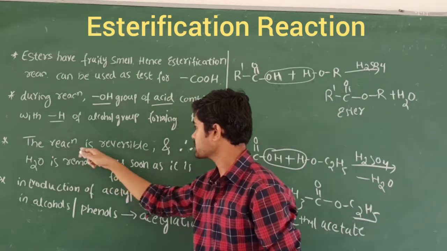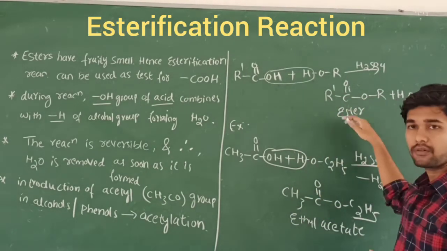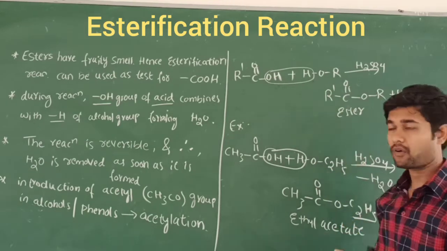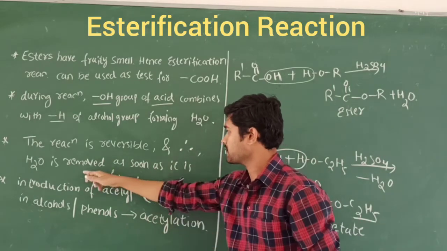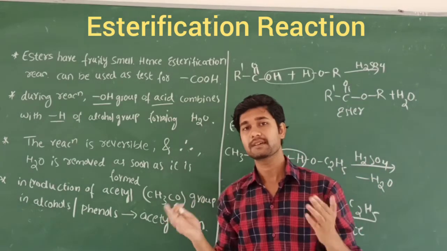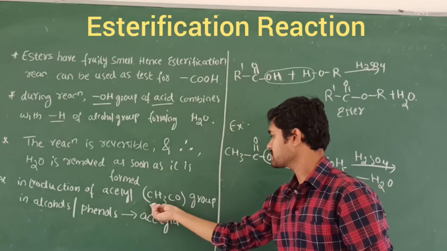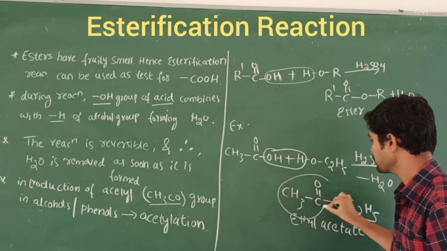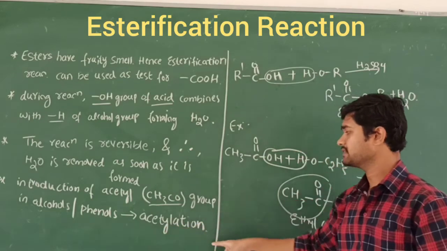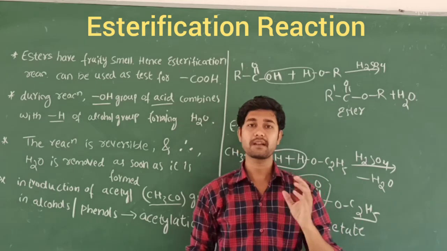Next, the reaction is reversible. Reversible means the reaction can again form the acid. Whenever the product ester is formed, it can again react back to acids and alcohols, unless the water is removed as soon as it is formed. Why? Because this is a reversible reaction. The last point is introduction of the acetyl group, that is the CH3CO group. Introduction of this acetyl group into alcohols or phenols is called acetylation. So like this, we have studied the esterification reactions of alcohol.